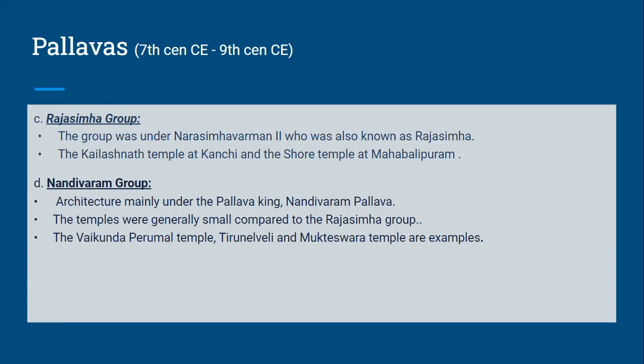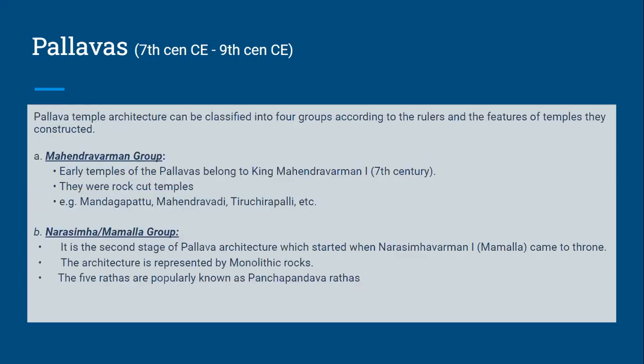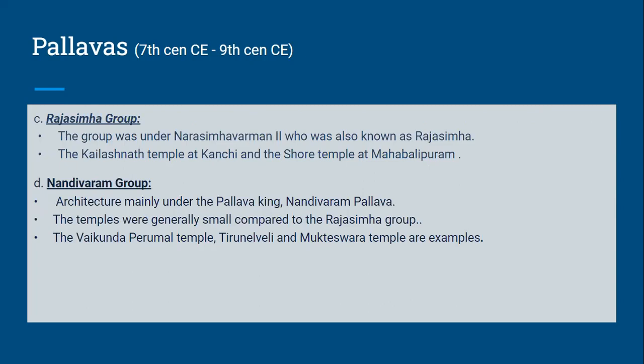And then we see the last phase, the Nandivarman group, under the Pallava king Nandivarman. But here we see that the Pallavas are at the stage of their downfall. He also built structural temples only, but they are not as grandiose as compared to the Rajasimha group of temples. The famous temples built under Nandivarman are the Vaikunta Perumal temple at Kanchipuram and the Mukteshwar temple. If there is a short note on Pallavas, you are supposed to categorize the Pallava temple architecture under four broad groups: Mahendravarman, Narasimha Varman or Mahamalla group, Rajasimha, and the last one being the Nandivarman group.